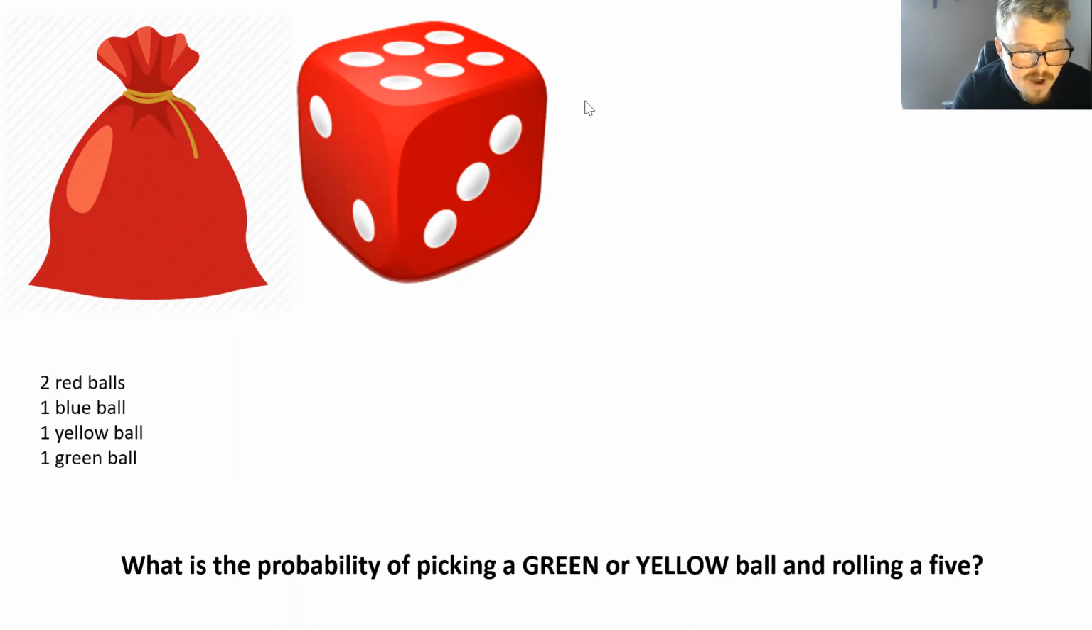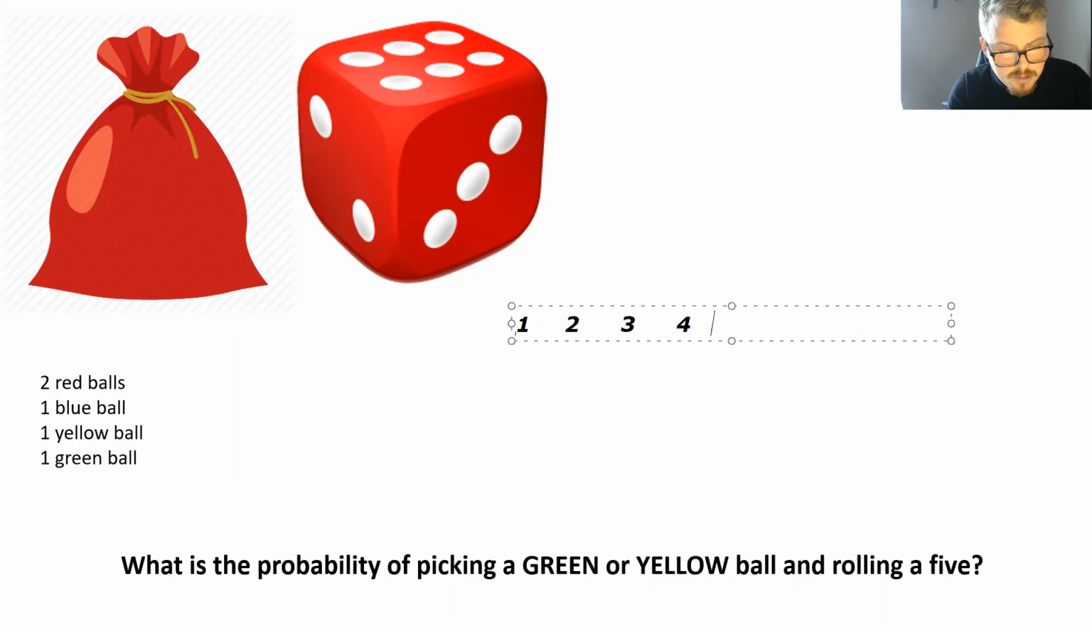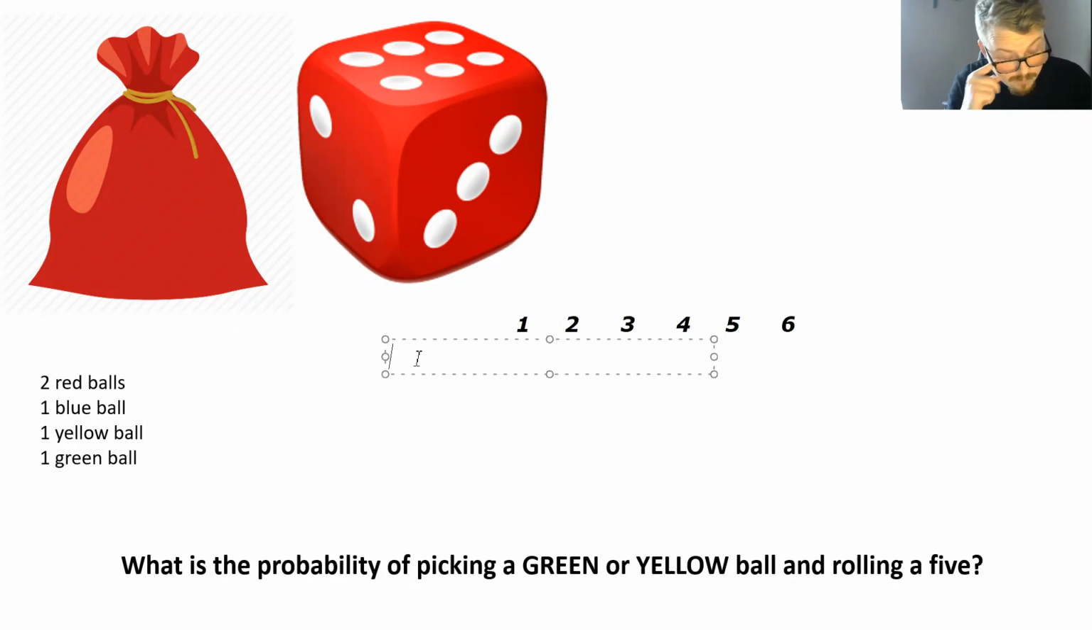So my first step is to create a table that looks a little bit like this. Across the top, I'm going to put the numbers of the dice. So I'm going to put number 1, number 2, number 3, number 4, number 5, and number 6. And down the side here, I'm going to put the colors of the balls. Now we have got 2 red balls. So I'll write R and R for red, B for blue, Y for yellow, and G for green.